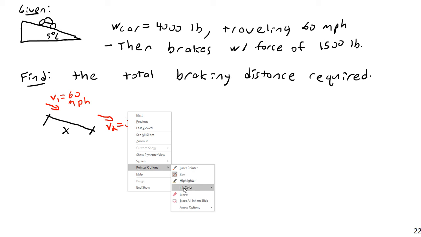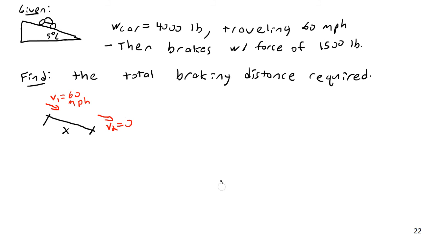And so then I could work with this. I want to transform these into feet per second from miles per hour. So v1 equals 60 miles per hour, which through simple unit conversion we can find equals 88 feet per second. Not difficult to do, just convert: there's 3,600 seconds in an hour, 5,280 feet in a mile.